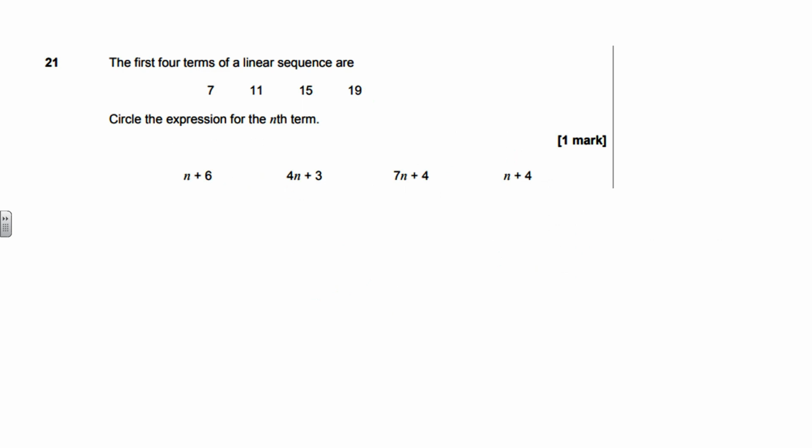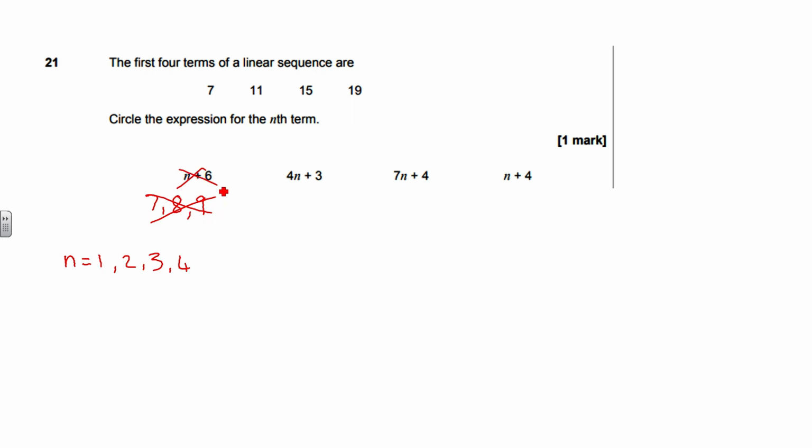The first 4 terms of a linear sequence are given; circle the expression for the nth term. So a couple of options here. We can just figure out what the first 4 terms are by putting n equals 1, 2, 3, and 4 and seeing what they give us. So 1 plus 6 is 7, 2 plus 6 is 8, 3 plus 6 is 9. That's not right, so it's not that one.